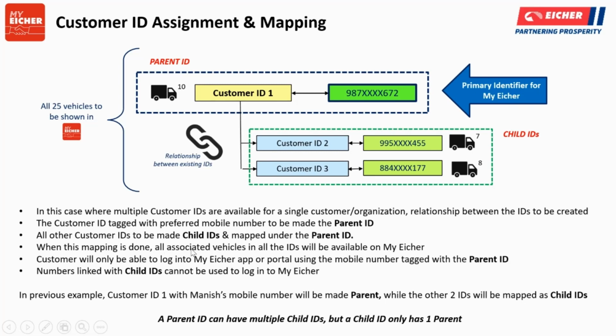When this mapping is done, all associated vehicles in all the IDs will be available on My Eicher. So when Harish logs in using the number allocated with the parent customer ID, he would be able to access all the 25 vehicles. So after the relationship has been formed in DBM, these child numbers cannot access My Eicher any further. My Eicher would be only accessible through the number assigned to the parent customer ID. To access My Eicher on multiple accounts, My Eicher app and portal does have a functionality to create managers, mechanics, and drivers.